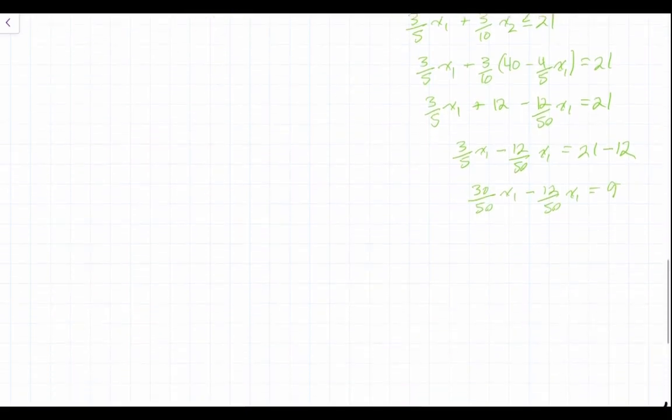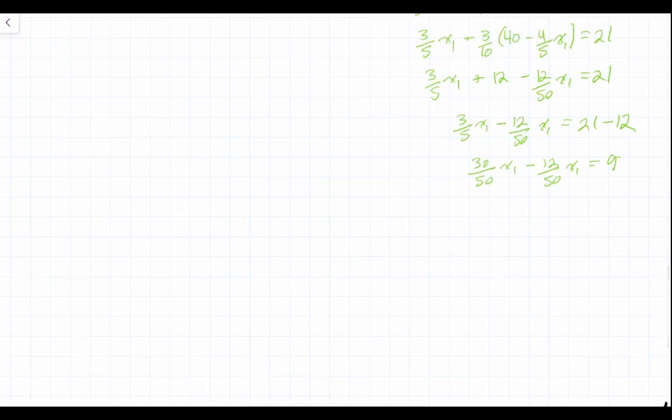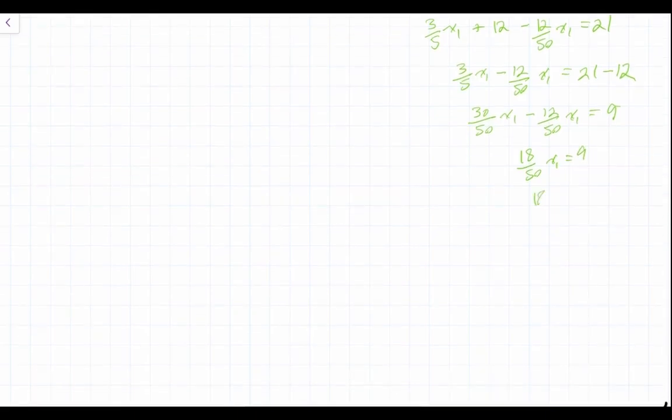We can simplify the left-hand side of our equation here. So 30 minus 12 gives us 18/50 of x1 is equal to 9, which means that 18 x1 is equal to 9 times 50. So x1 is equal to 450 divided by 18. So x1 gives us a value here of 25.